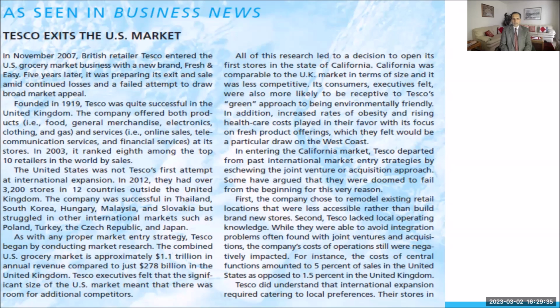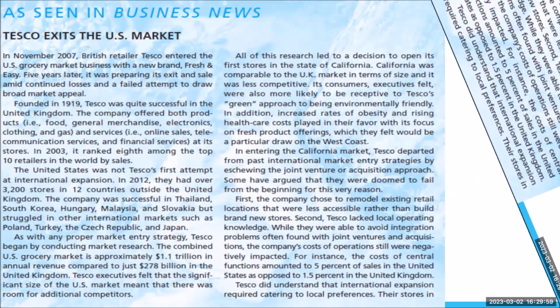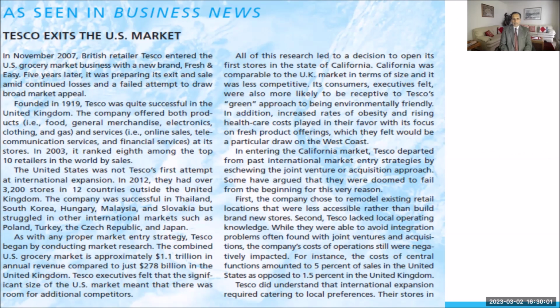The company was successful in Thailand, South Korea, Hungary, Malaysia, and Slovakia, but struggled in other international markets such as Poland, Turkey, the Czech Republic, and even Japan. As with any proper market entry strategy, Tesco began by conducting market research. The combined US grocery market is approximately 1.1 trillion in annual revenues compared to just 278 billion in the United Kingdom.